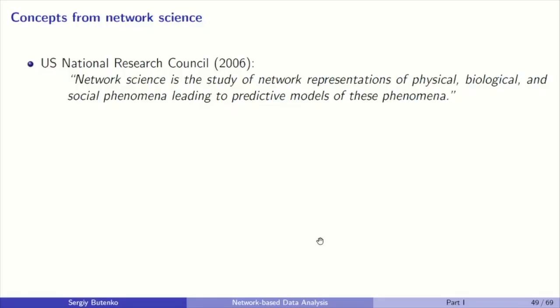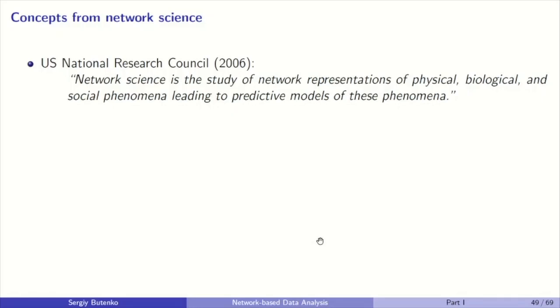So the definition of the US National Research Council from 2006, when this field started maturing a little bit: network science is the study of network representations of physical, biological, and social phenomena leading to predictive models of these phenomena. So this is essentially what we are interested in when we are applying graphs or these network models to real-life data. This is what we are trying to accomplish. So I think this is a pretty good definition.